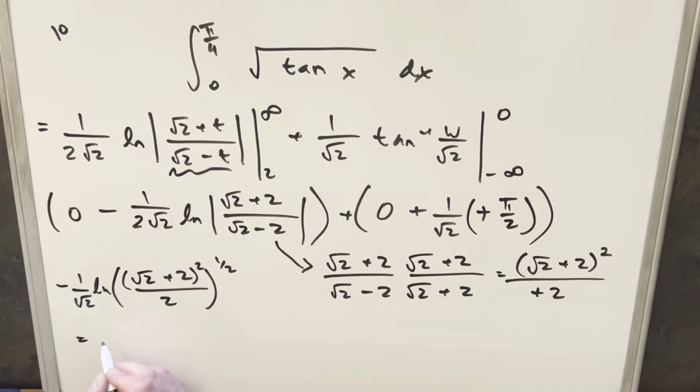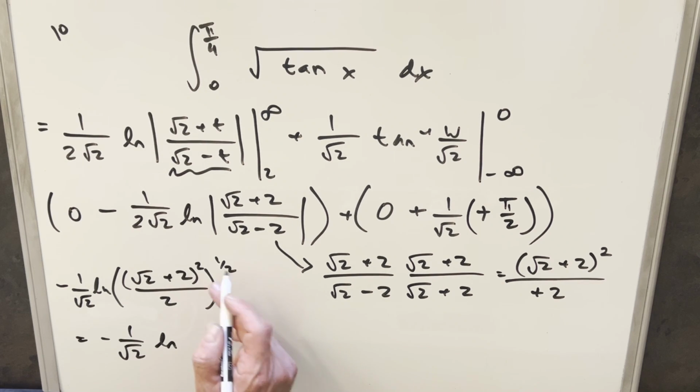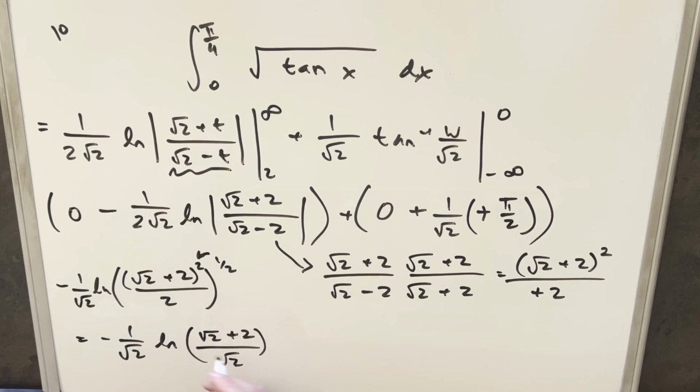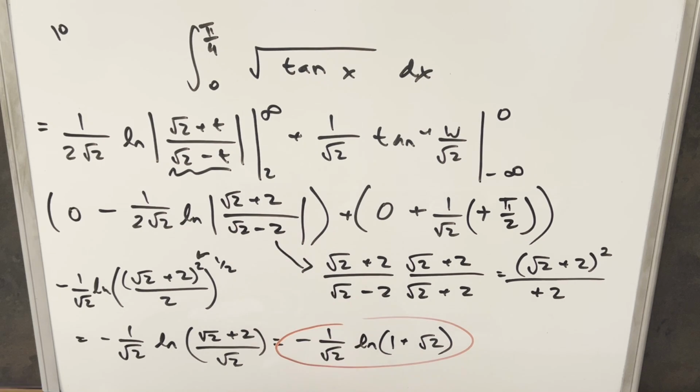Well, then with this, what I can do, we'll bring this back. We'll have minus 1 over square root of 2. Now that we have the half exponent, I can distribute this in. And so then now, because this is squared, we can write this as square root of 2 plus 2 over square root of 2. Then I can divide the square root of 2 in. We'll have minus 1 over square root of 2, natural log. Here, this is going to become 1 plus 2 over square root of 2. I can write that as just square root of 2. So now we can just take this and put it back in here and finish it off.